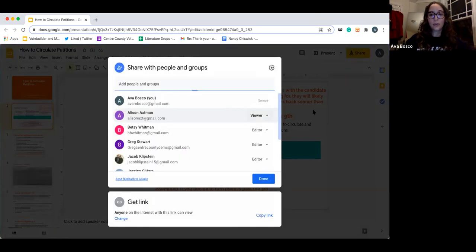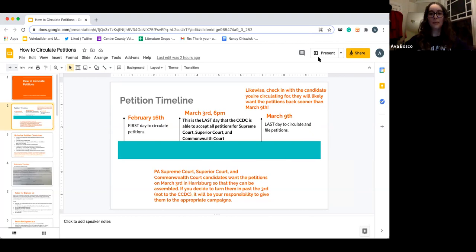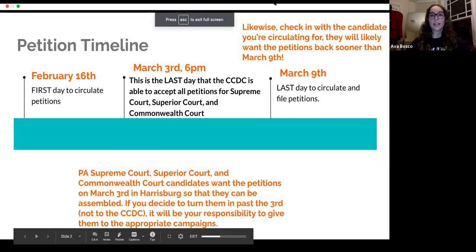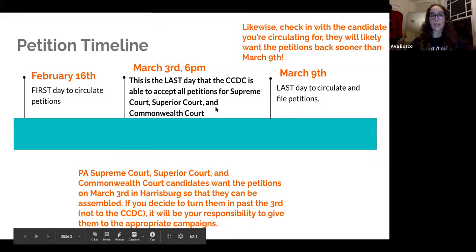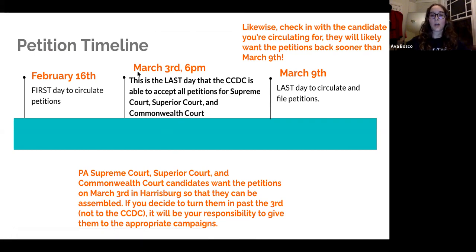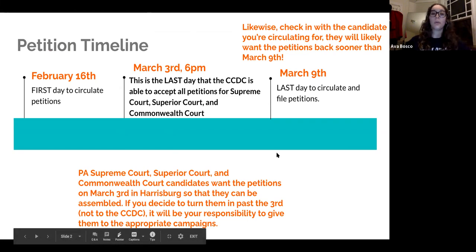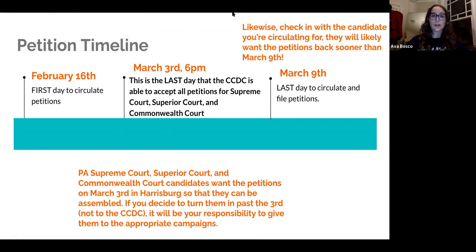So if you are intending to circulate petitions with the Centre County Democrats, specifically for some of our statewide elections, so that will include Pennsylvania Supreme Court, Pennsylvania Superior Court, and the Commonwealth Court, we will need you to bring those petitions back to us by March 3rd at 6 p.m. Likewise, if you are circulating for other candidates, it would be best that you return those petitions sooner than March 9th.